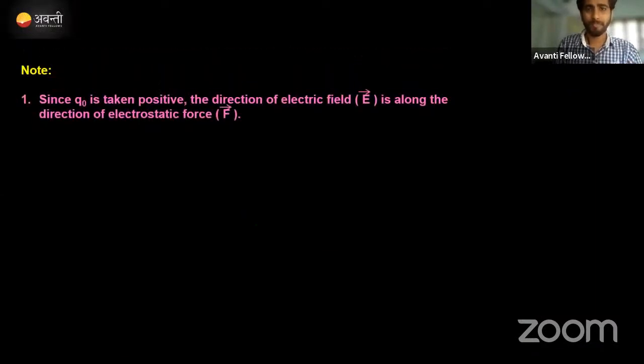Few note points. Okay. First point is that since Q naught is taken as positive, the direction of the electric field is along the direction of the force. This is the first point.